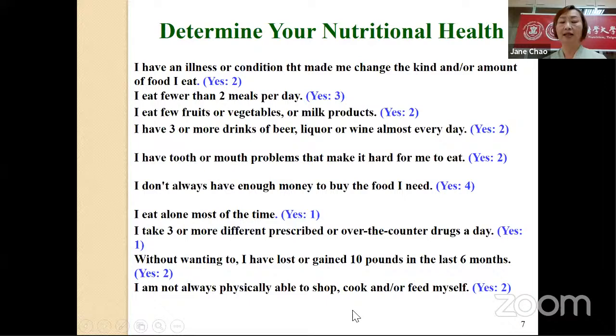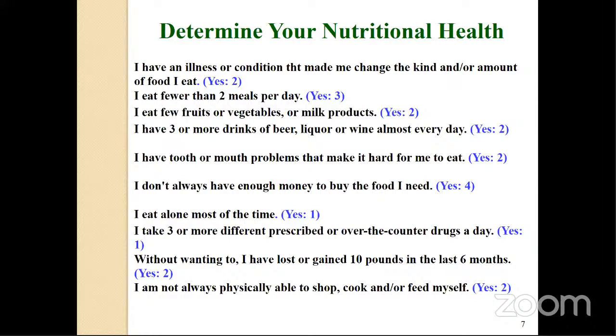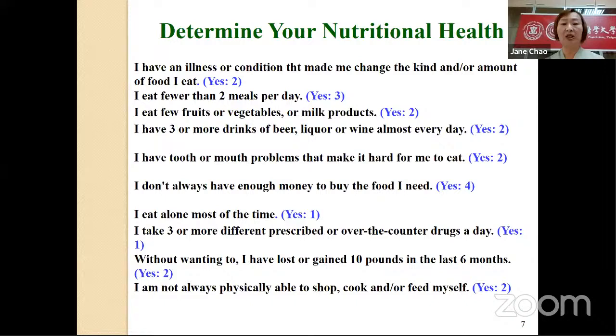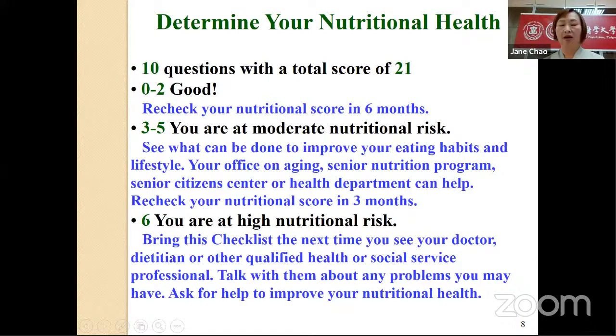Even if the elderly cannot speak, they can nod or shake their head to indicate yes or no. So it's very easy to answer. And the numbers are also small, from 1 to 4, and easy to sum up. So you will get the total score. The 10 questions have a total score of 21 points.